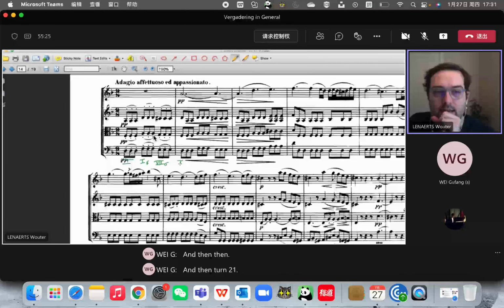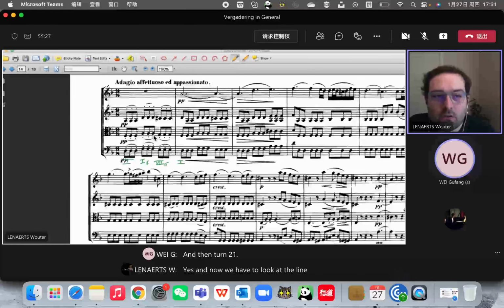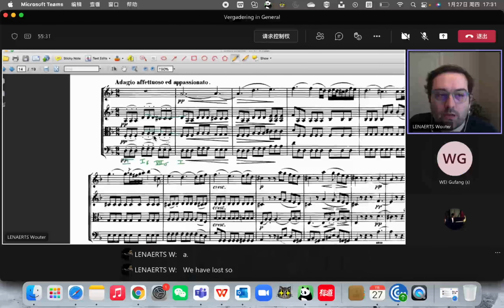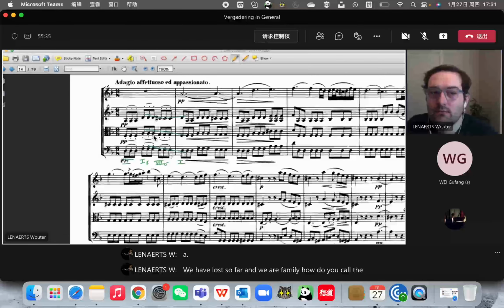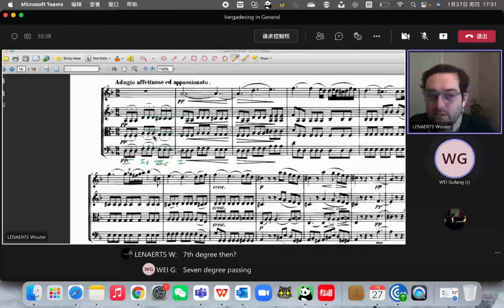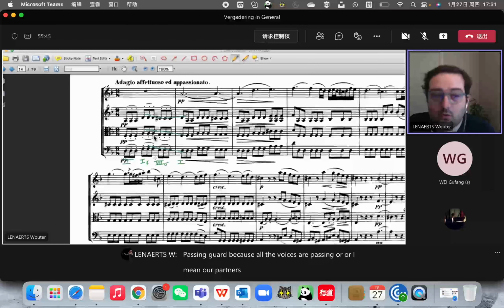Yes. And now we have to look at the line. So we have Re, Do, Re. We have La, Sol, Fa. And we have Fa, Mi, Re. How do you call the 7th degree then? Passing chord, 7th degree passing chord. Passing chord. Because all the voices are passing, or I mean, are neighbor notes. Passing and neighbor notes. Exactly. And the whole chord then becomes an ornament. Yes.